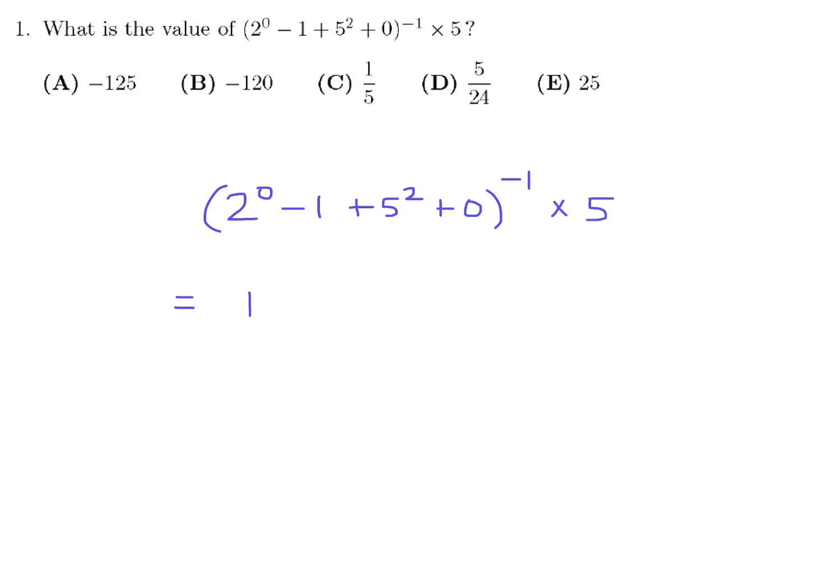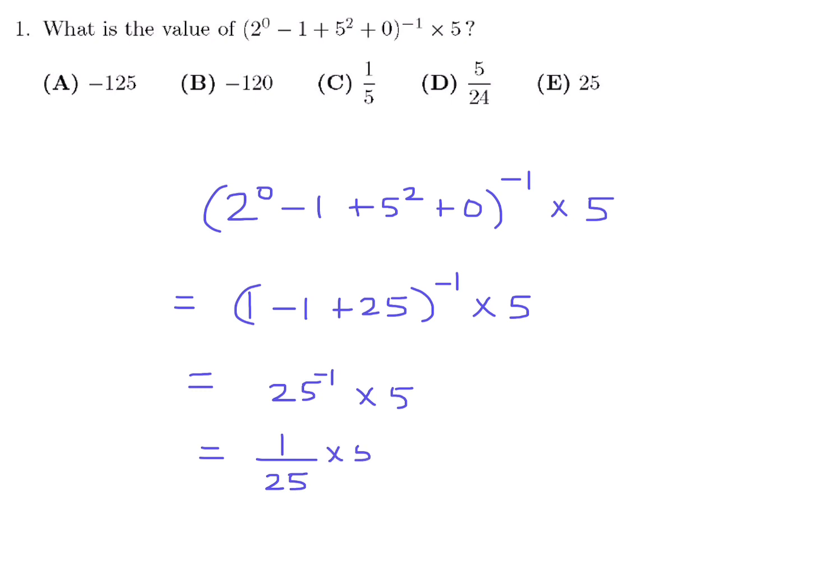2 to the power of 0 is 1, minus 1, plus 25, plus 0, and then that's to the negative 1 times 5. This is just 25 to the negative 1 times 5. 25 to the negative 1 is 1 over 25 times 5, and that's just 5 over 25, which of course reduces to 1 over 5. So number 1, the answer is C.